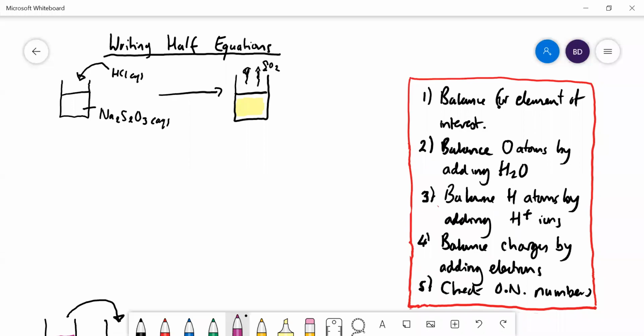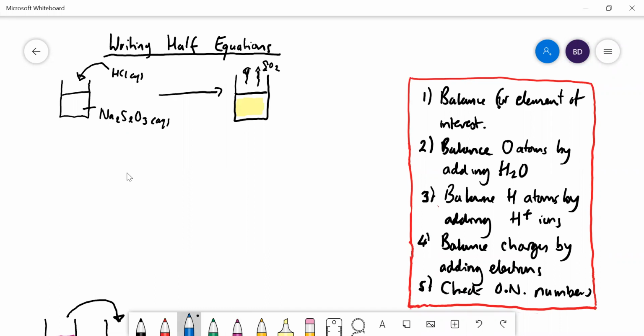Okay, more examples of writing half equations and then using them, putting the two halves together to write the full equation. Now the first one we're going to look at here is a disproportionation reaction. And remember, that's when one element gets oxidized and reduced at the same time. Okay, so what we have got is sodium thiosulfate here, which you're probably familiar with.